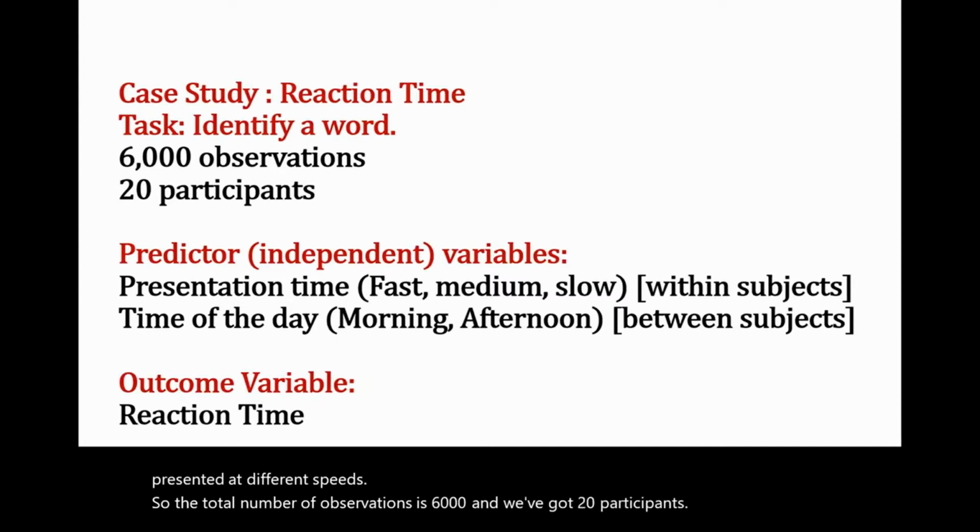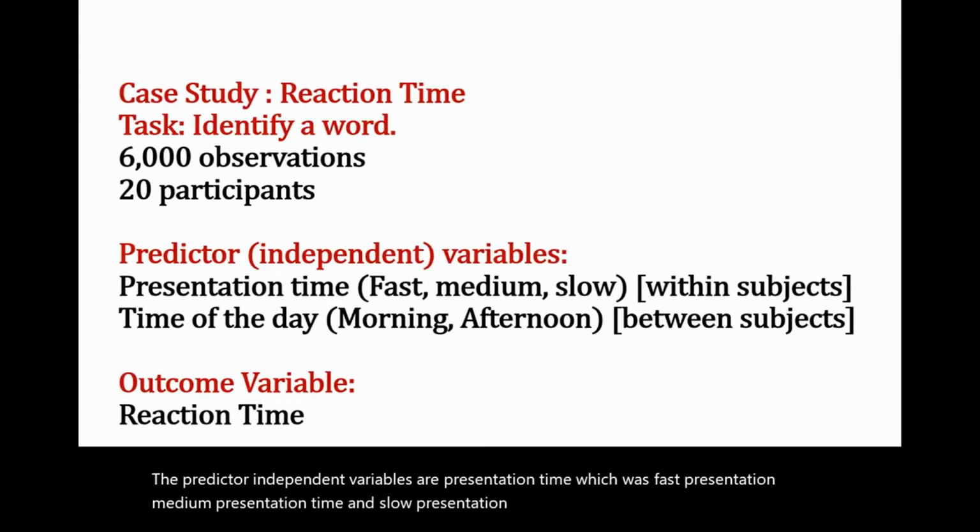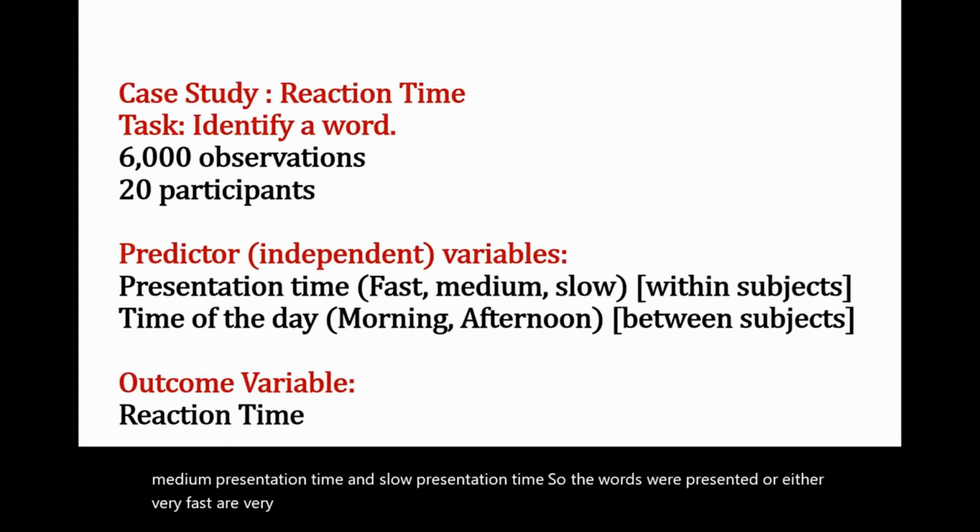The predictor or independent variable is presentation time, which was fast presentation, medium presentation time and slow presentation time. So the words were presented either very fast or very slow. And this was a within subjects variable. So basically, all the participants went through the 3 conditions.